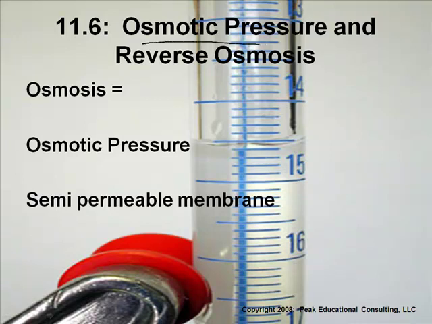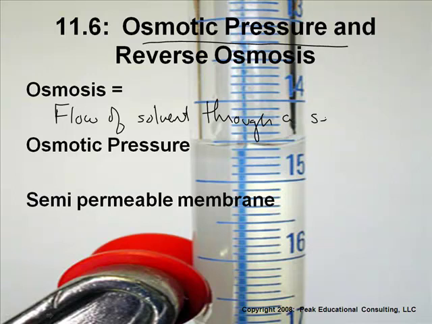There's also a concept called osmotic pressure. Have you heard of osmosis? Osmosis is when you have water crossing a semi-permeable membrane. I don't think that's the official definition of it. So, it's the flow of a solvent. And in biology applications, that solvent is always water. What does semi-permeable mean? It means it only allows some things to go through.